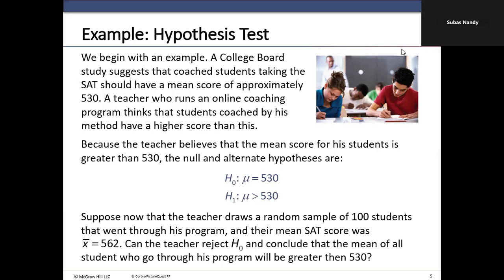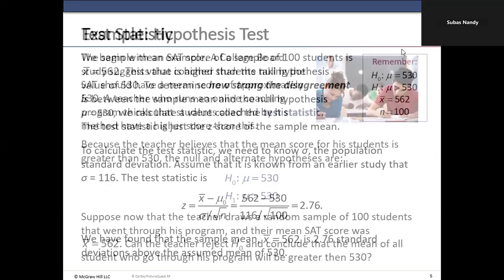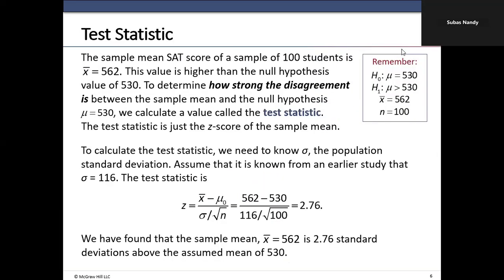Suppose now that the teacher draws a random sample of 100 students that went through this program and their mean SAT score was X bar equals 562. Can the teacher reject H0 and conclude that the mean of all students who go through his program will be greater than 530? The sample mean SAT score of a sample of 100 students is 562, X bar. The value is higher than the null hypothesis value of 530.